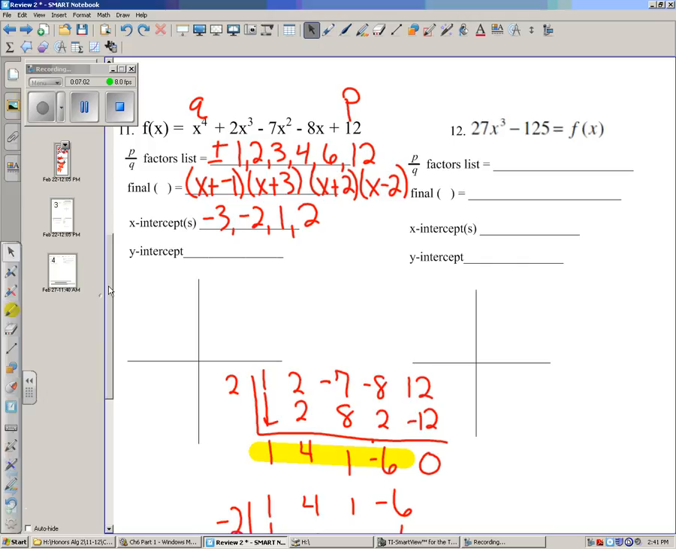Now I'm ready to graph. My y-intercept is 12. I'm going to put my points on, and we actually already know how it graphs. It's going to be a very bumpy U, more like a W, so here it goes. And there is number 11.